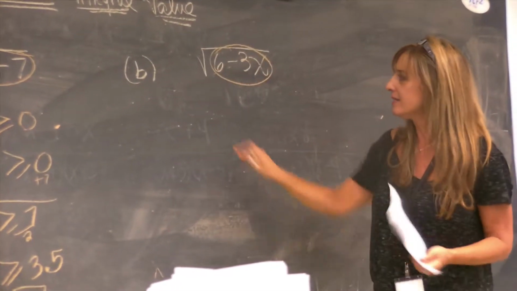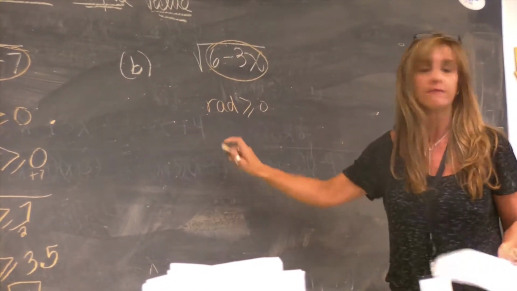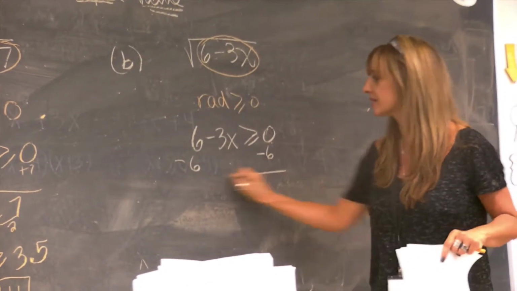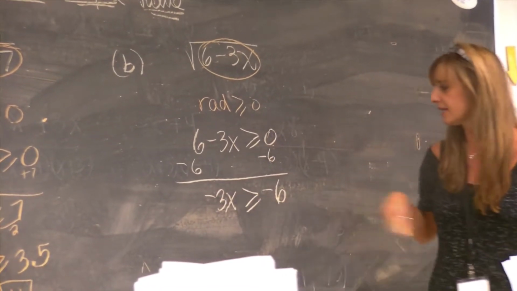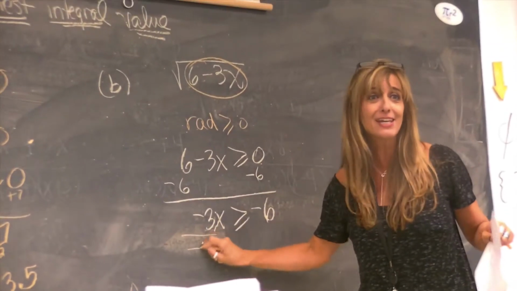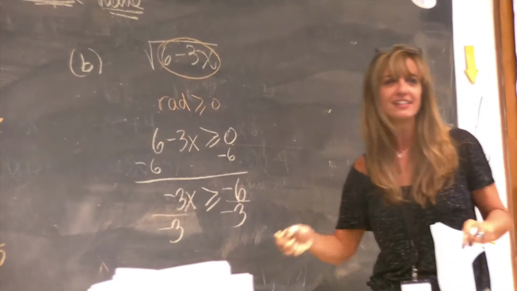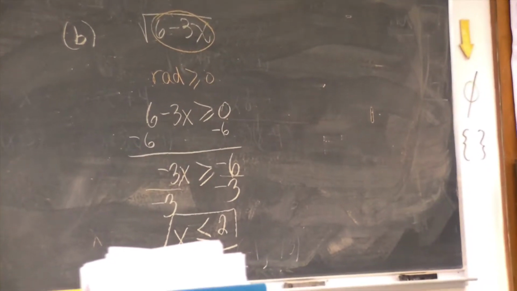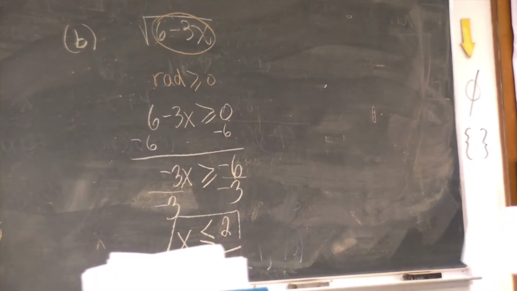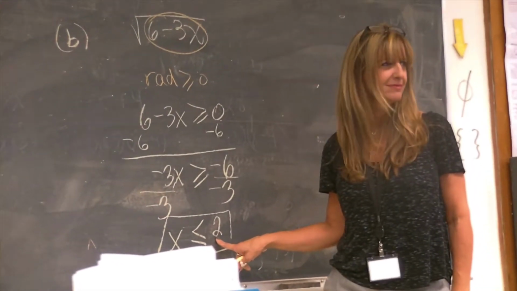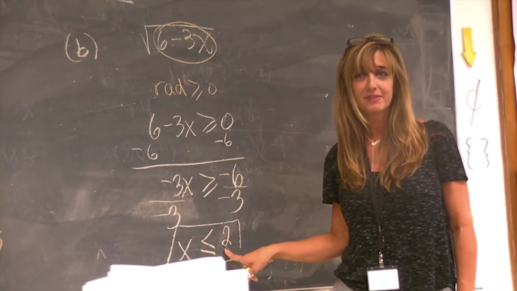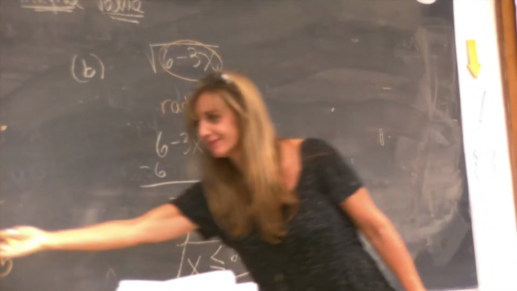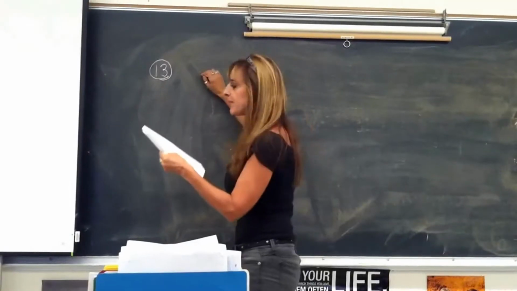I take the radicand again, set it greater than or equal to 0, and solve. So 6 minus 3x is greater than or equal to 0. Watch this one carefully. Subtract the 6. Negative 3x is greater than or equal to negative 6. Now I have to divide by a negative 3. And x's are less than or equal to 2. What's the smallest integer? I don't know the smallest integer. That's the largest integer. The largest integer is 2. The smallest integer, we don't know. Negative infinity.